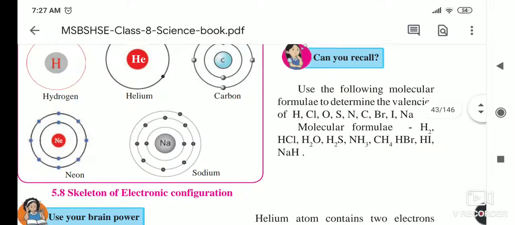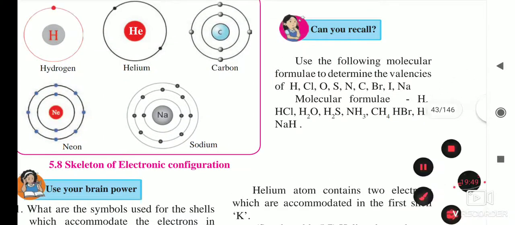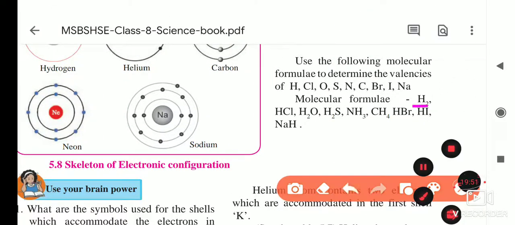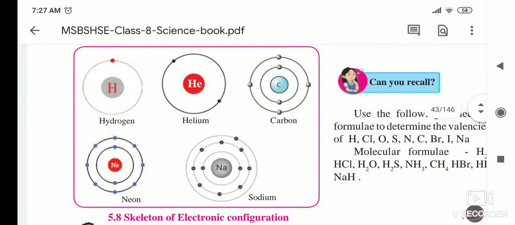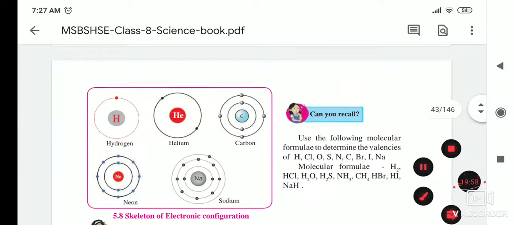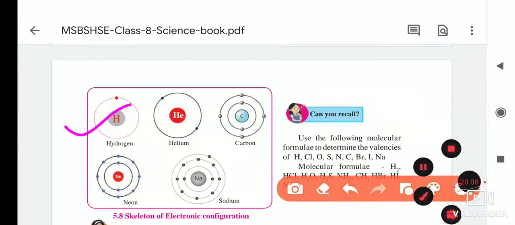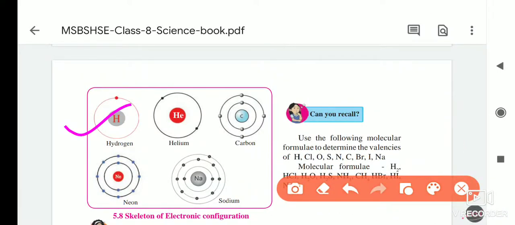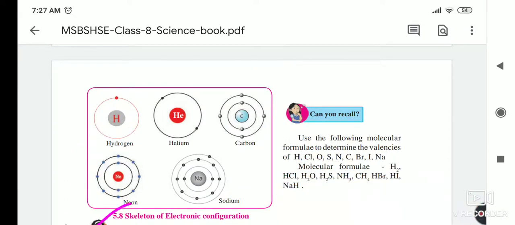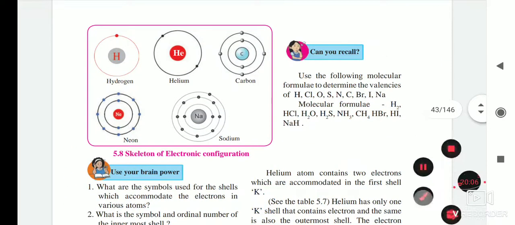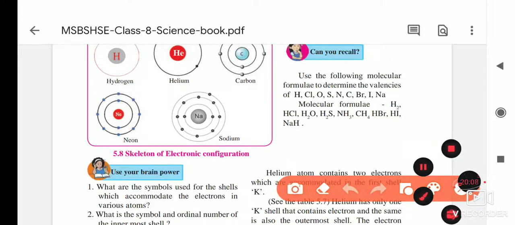So first of all we will see hydrogen. Every place here, if you notice, H is hydrogen, whose electronic configuration you saw here. To complete its duplet, how many electrons does it want? One electron. That's why the valency of hydrogen is 1.